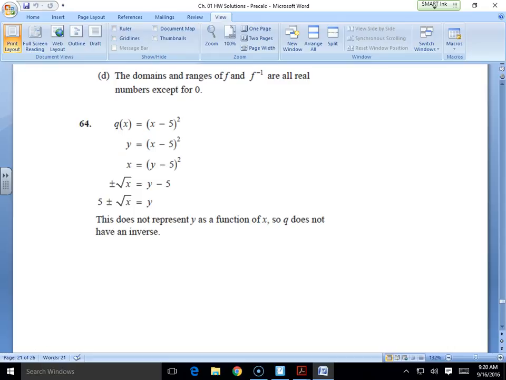Let me give you a second. This one you have to solve for, yeah? Switch the x and y, solve for y. What do you think was the most common thing that someone might have missed when they were solving? That one. Why do we need plus or minus?